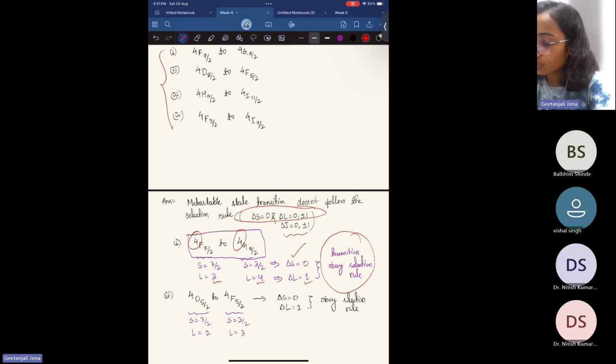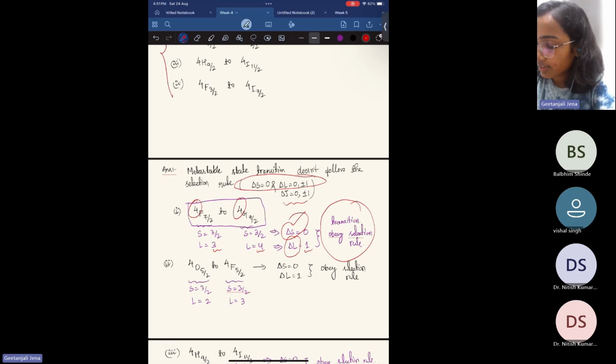So this transition follows the selection rule, right? You have to check two conditions: delta S, whether it is equal to 0 or not, and delta L, whether it is 0 or plus or minus 1 or not. Either delta L or delta J, you can check.